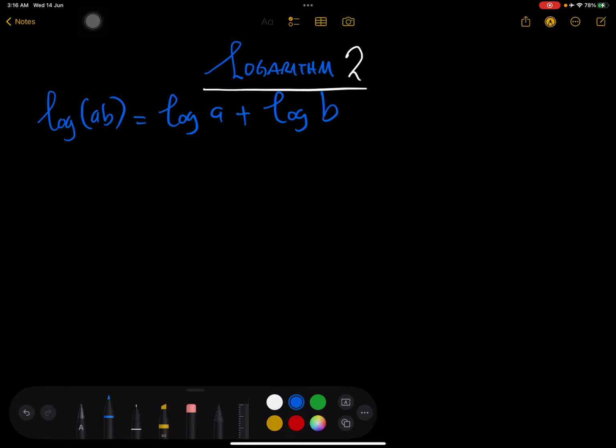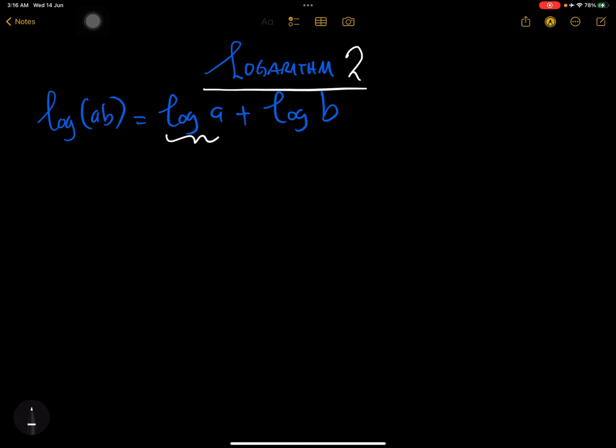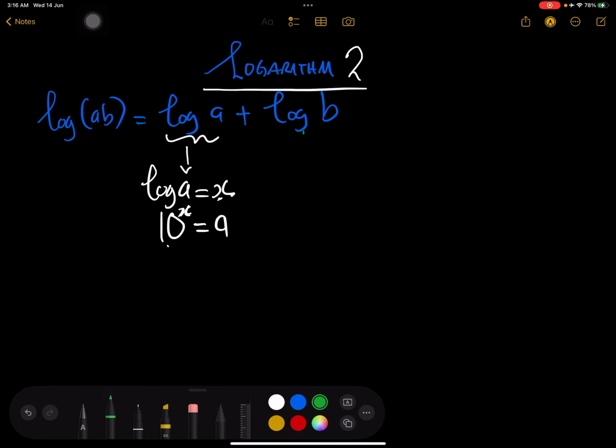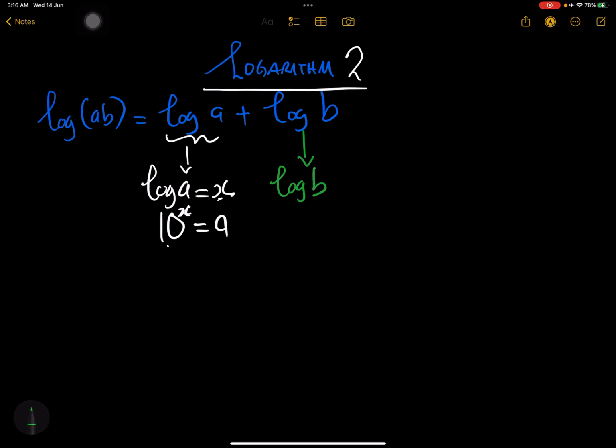Now, if we want to prove it, we can write log A is equal to x. Since we are in base 10, that's going to give us 10 to the power of x is equal to a, because x is the exponent, 10 is the base, and a is the result. Next, we can also rewrite log b is equal to y. Working in base 10, 10, which is the base, to the exponent y is b.